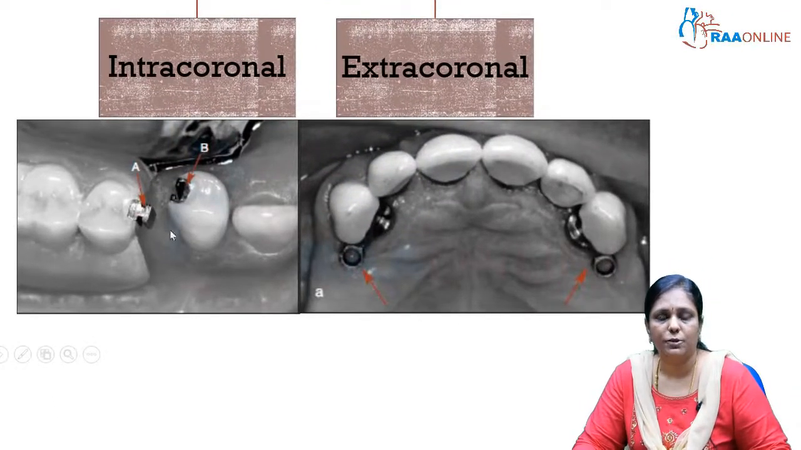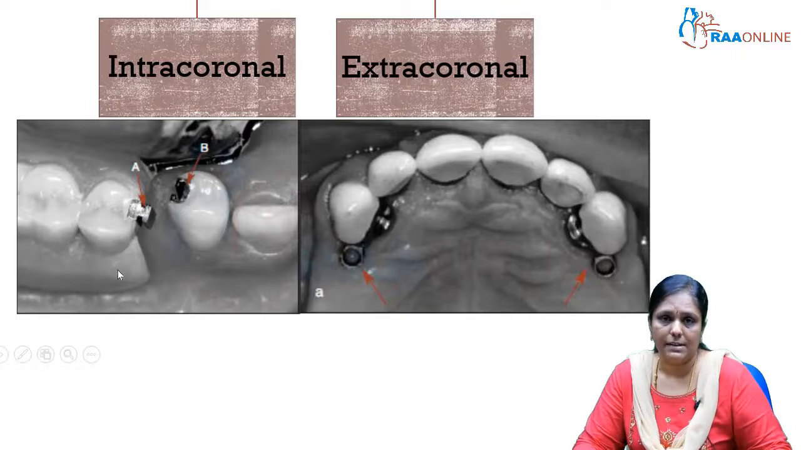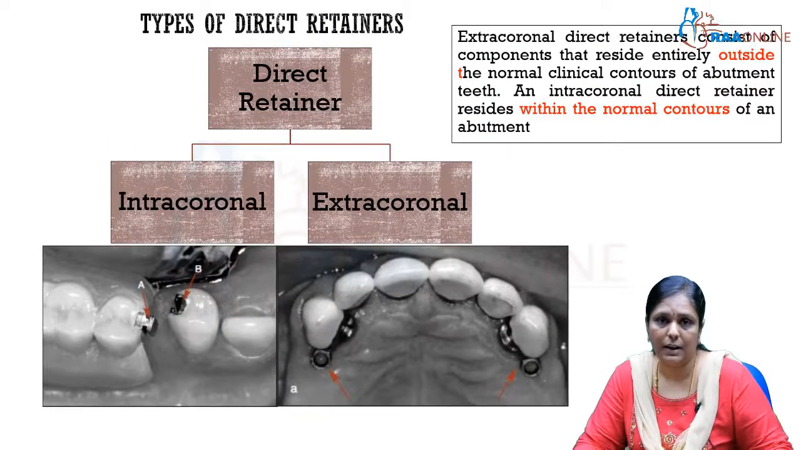Whereas in this picture, you can see that two components are there, one labeled A and the other labeled B. This A component has an attachment that is incorporated into the normal contour of the tooth structure or the crown placed over the natural tooth. Likewise, there is a component that engages this part A and which is cemented onto this part B. This is called an intracoronal retainer and attachment, and this is called an extracoronal retainer or attachment. So the direct retainers are broadly classified into intracoronal and extracoronal.